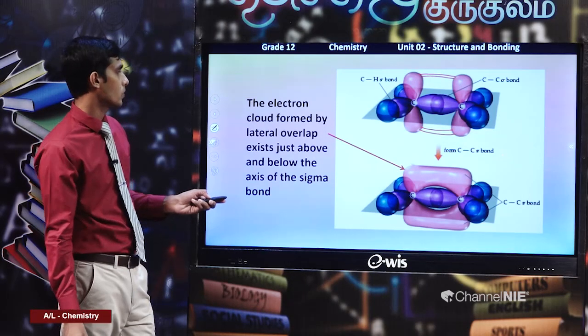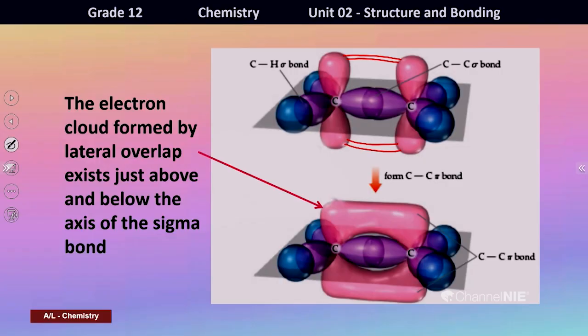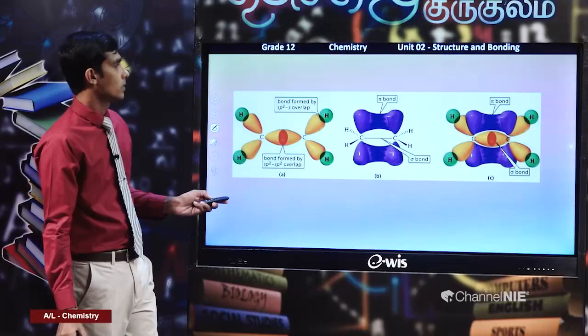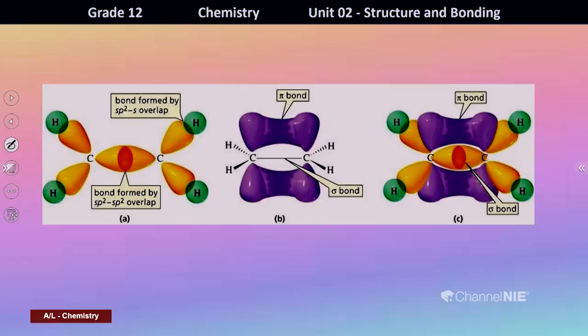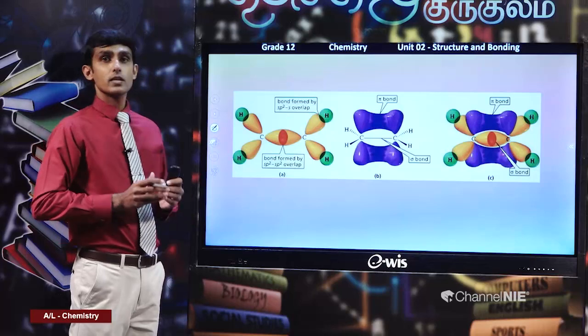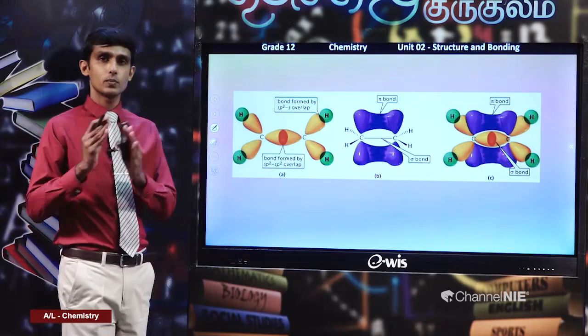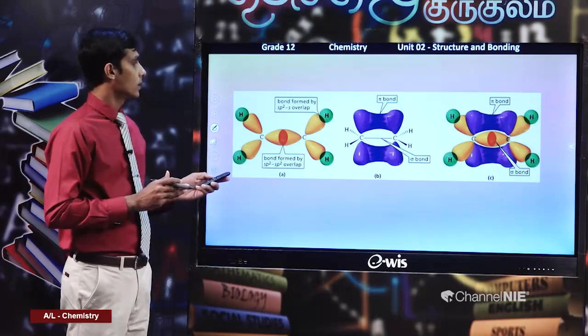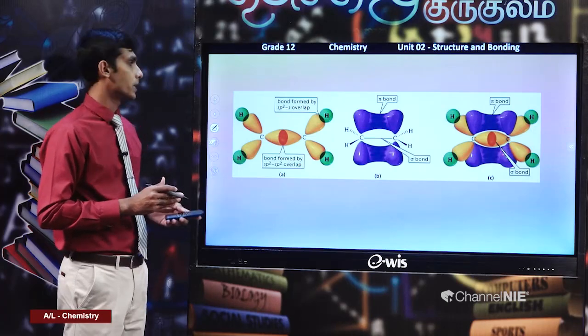So, the electron cloud formed by lateral overlap exists just above and below the axis of the sigma bond. This is another representation of the same molecule, C2H4. So, the hybridization of the carbon atom is sp2. Now, we discussed sp3 hybridization and sp2 hybridization. Let us move on to sp hybridization.